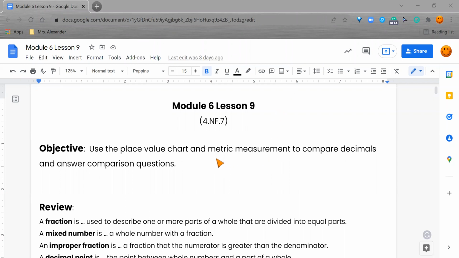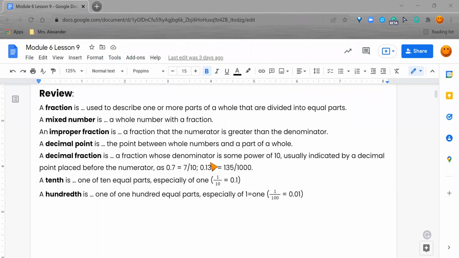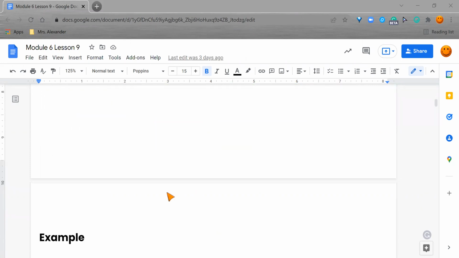Our objective today is to use place value chart and metric measurement to compare decimals and answer comparison questions. Here are vocabulary words that we have been reviewing and we know. If you don't, do not worry about it. Pause the video and study them. You've got this. And we're going to keep moving on to our place value chart. Remember, we need to know what hundreds is, tens, ones, our decimal point, tenths, and hundredths. So we're going to keep moving down, you guys.